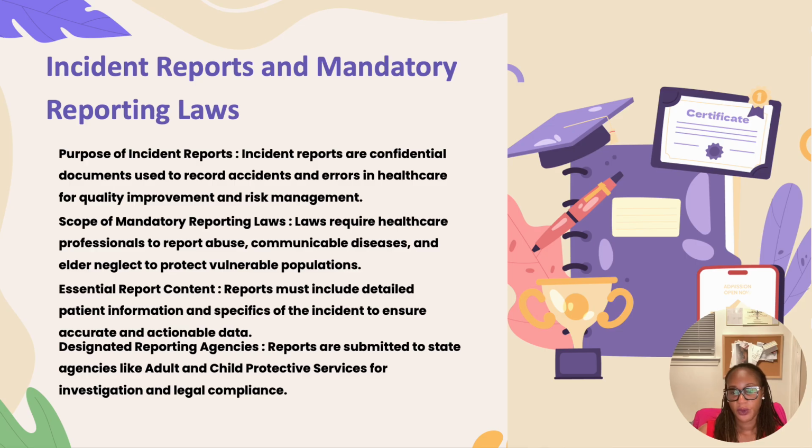You want to know who and where you are reporting to. If it's child abuse, you want to report to Child Protective Services or the State Child Welfare Agency. If it's elderly adult abuse, you want to report to Adult Protective Services, APS, or the long-term care ombudsman. If it's an injury or crime, you want to report to law enforcement per facility policy. For infectious diseases, you want to report to the local or state public health department.